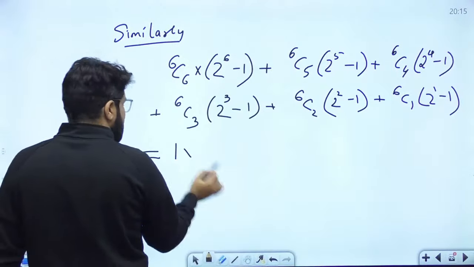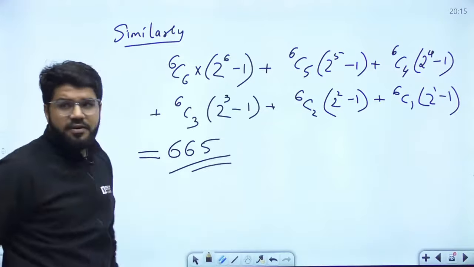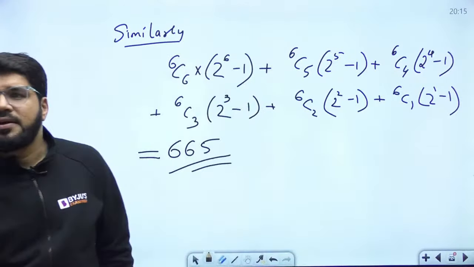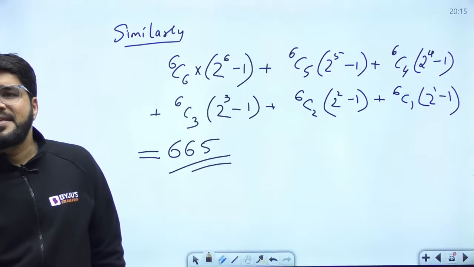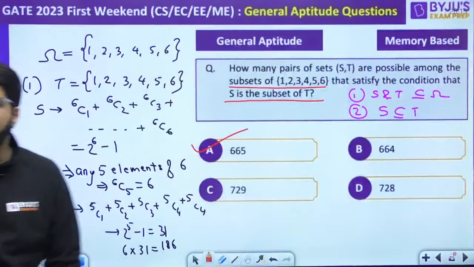Okay, let's write it once then. Yeah, you just simplify, guys. Let's go to the next question. You will get the answer as 665. Please check, Tarun and Sajjad, once. 665 is the logic that is fitting here. Option number A.